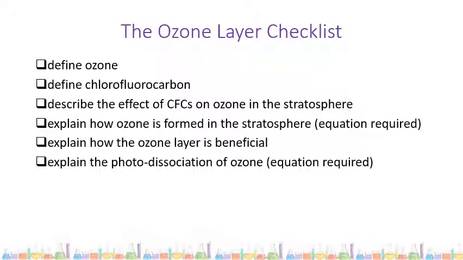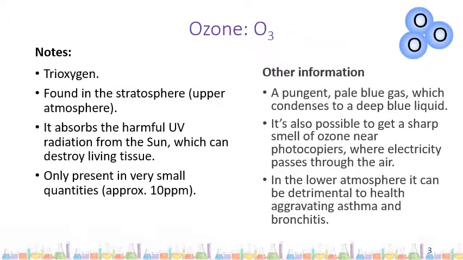So this lesson is going to be on the ozone layer, and here's your checklist of everything you need to know for that. So ozone is also known by the name trioxygen. That means three oxygens. So the chemical formula is O3. It's three oxygen atoms bonded together.